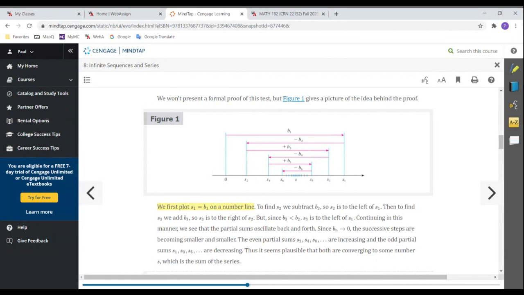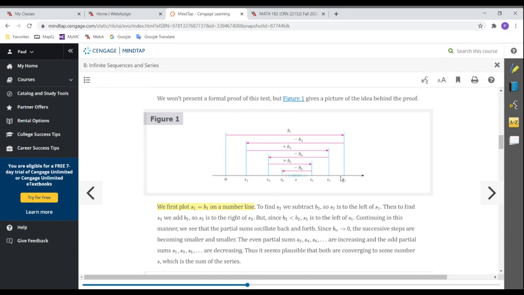left. But then if you add b sub 3 to the second partial sum S sub 2, you get S sub 3. Because you're adding a positive term, that moves the partial sum to the right. So S sub 3 gets moved to the right. And then the fourth partial sum is by adding minus b4 to S sub 3. That moves the fourth partial sum to the left.